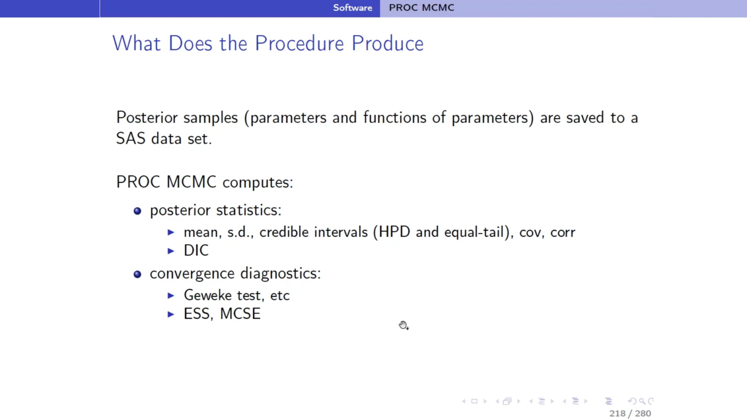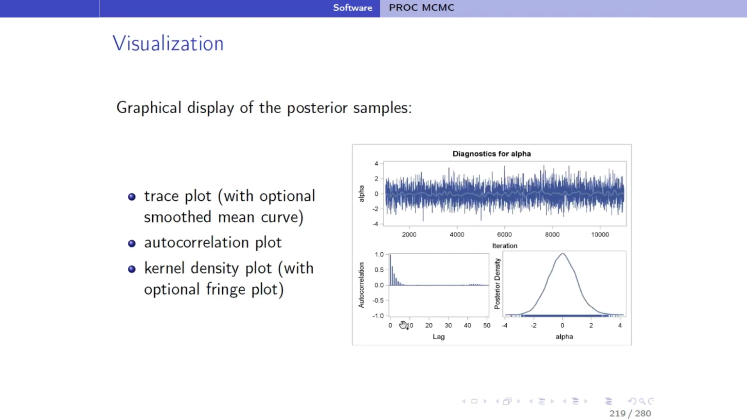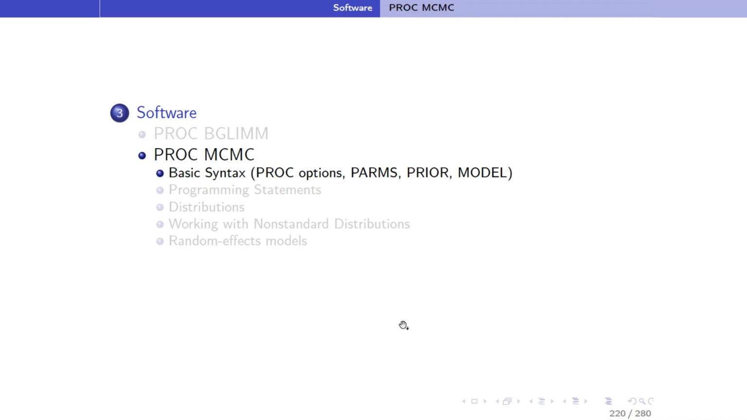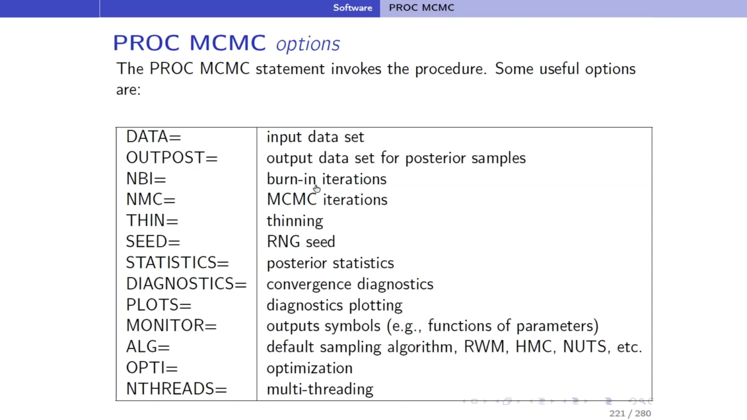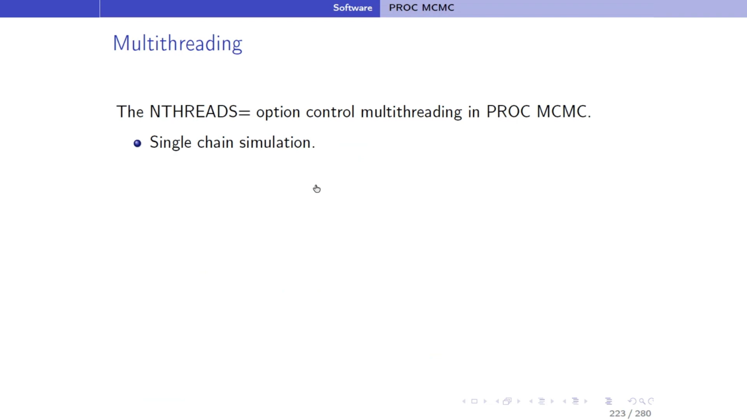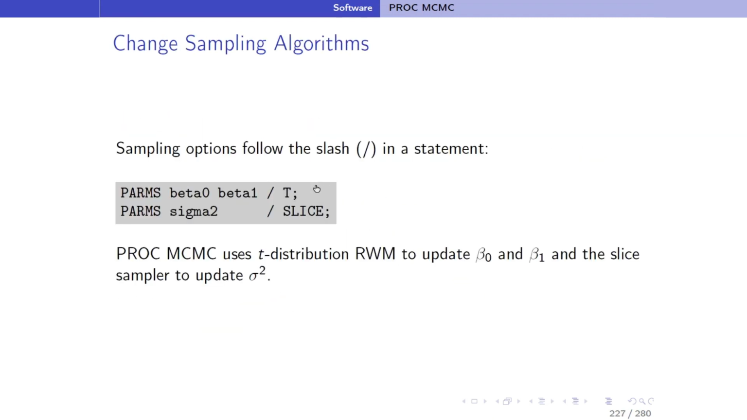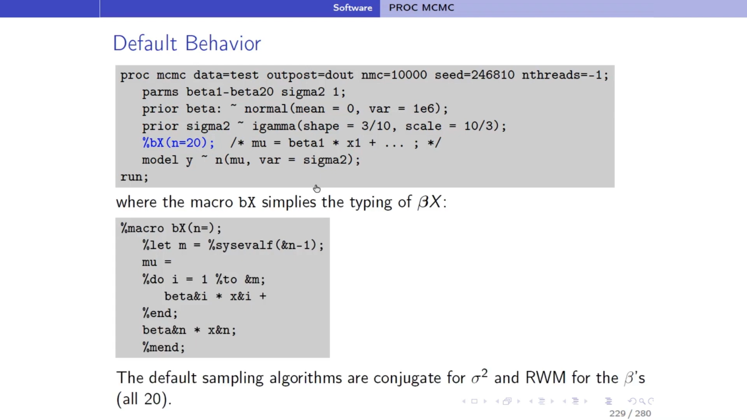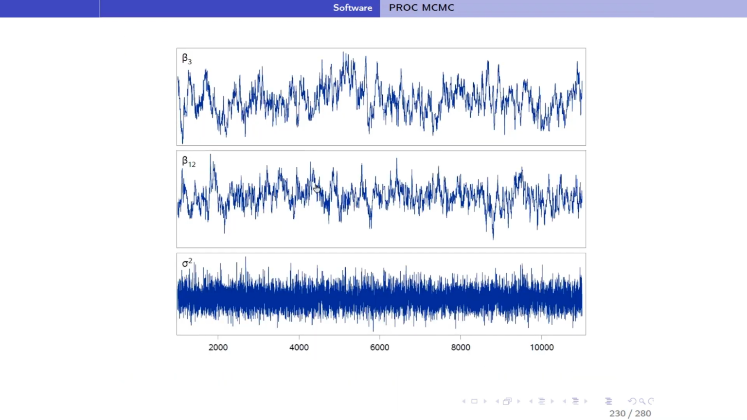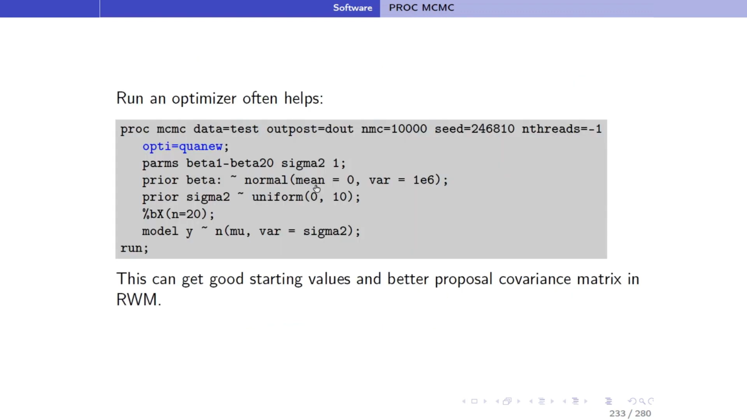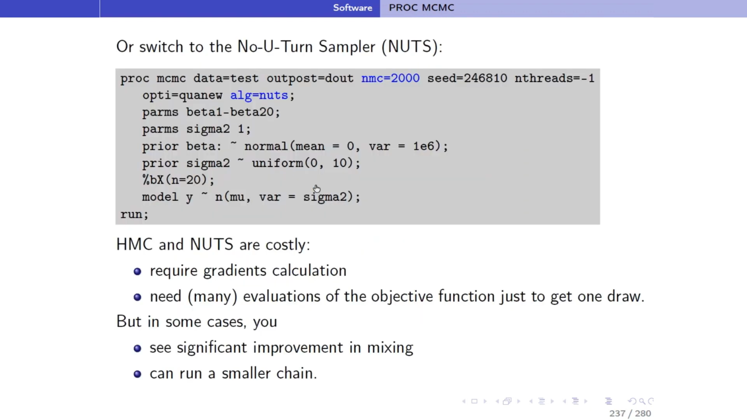What the procedure produces is similar to BGLIMM. Then the next section introduces the syntax, the programming statements, and what distributions it handles. I'm scrolling through this at a very high level, including the sampling hierarchy, how multi-threading is done, the PROC statement and its functionality, and of course how you can use different options to choose different sampling algorithms, and a study of convergence diagnostics.